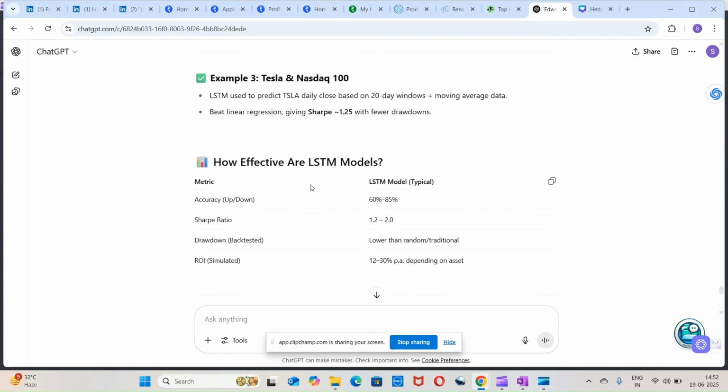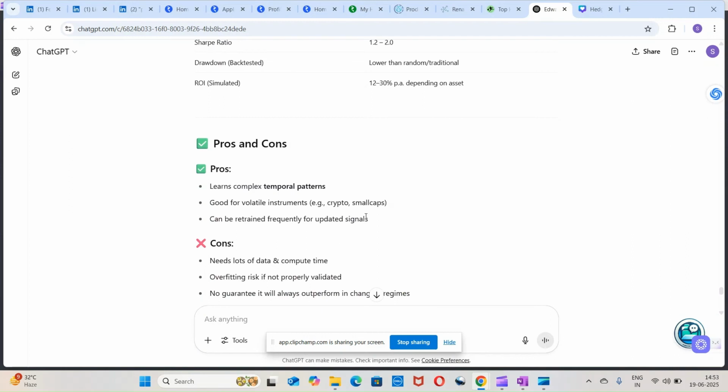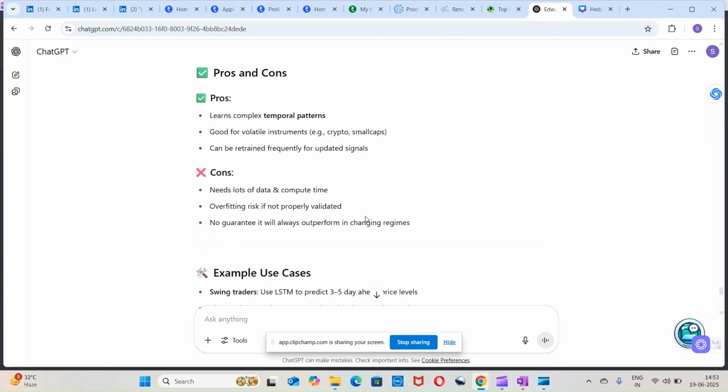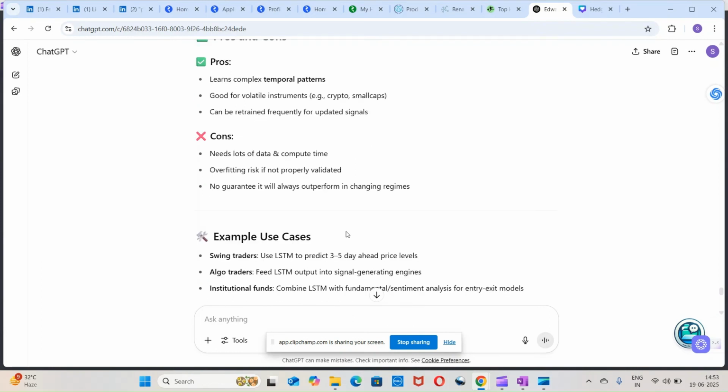So how effective are these models? Accuracy is 60 to 80%. Sharpe ratio is 1.2 to 2.0. Drawdown is lower in these models than in random and traditional models. ROI is typically 12 to 30% in a simulated environment, depending on the asset. The pros are that it can learn complex temporal patterns, it's good for volatile assets like crypto and small caps, it's good for momentum and trend identification, and it can be retrained frequently using updated signals. The problems are that you need to give a lot of data to train these systems, there is an overfitting risk, and there is no guarantee that it will outperform in changing regimes.